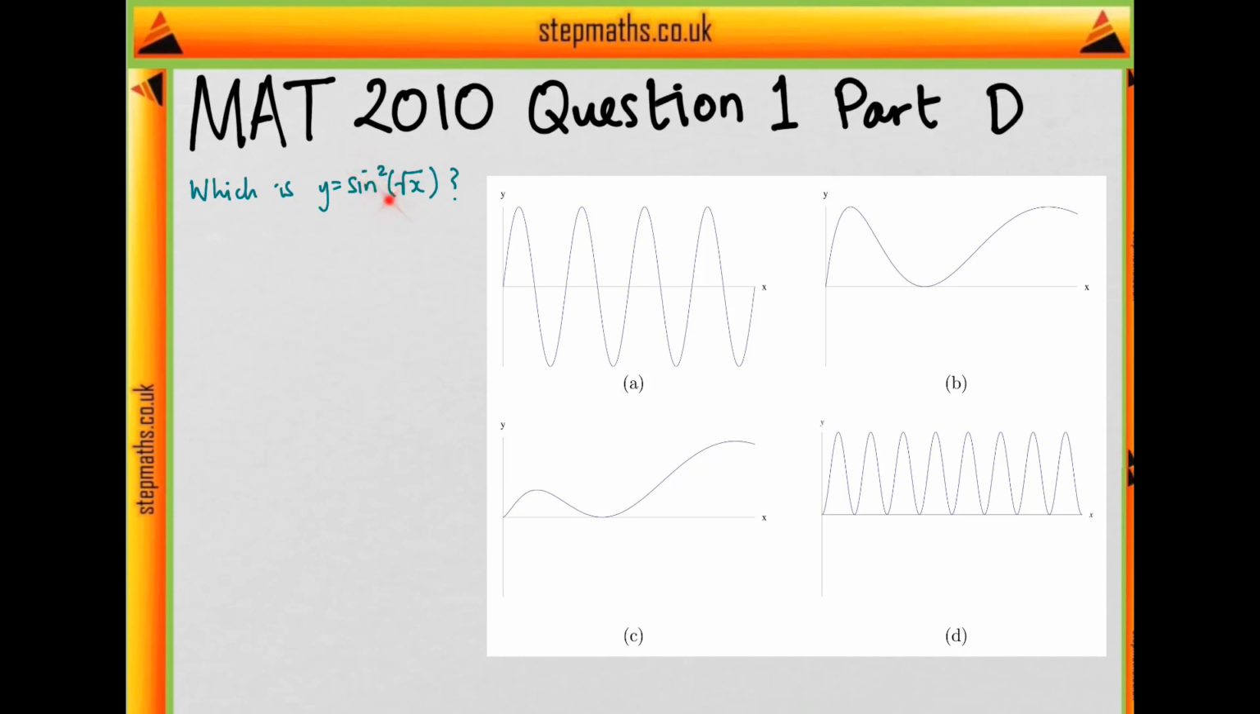Well, first of all, it's sine squared, so we know that this is always going to be greater than or equal to 0, and so it can't be option A.